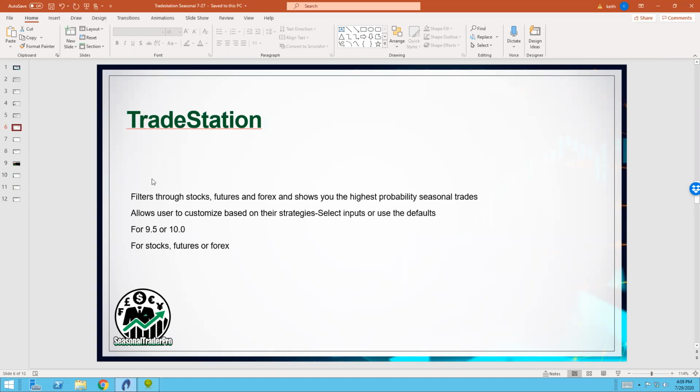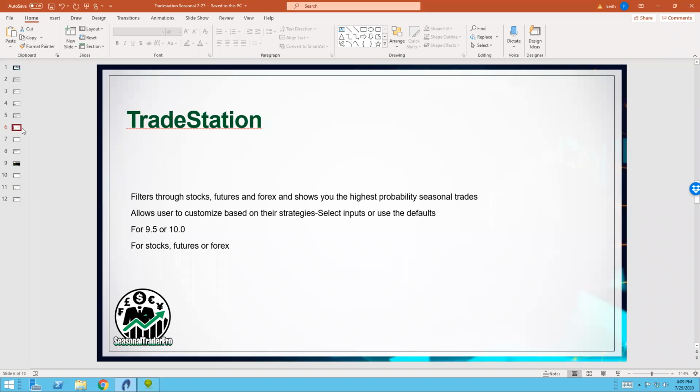And this works for version 9.5 and 10. Now, I use version 9.5, but it definitely works for version 10 as well. I've tested it and so forth. I'm eventually going to switch to 10, but I'm one of those folks that's very comfortable with 9.5, so I've been using it. But again, this seasonal system is not just for stocks, right? It's for futures and Forex as well.